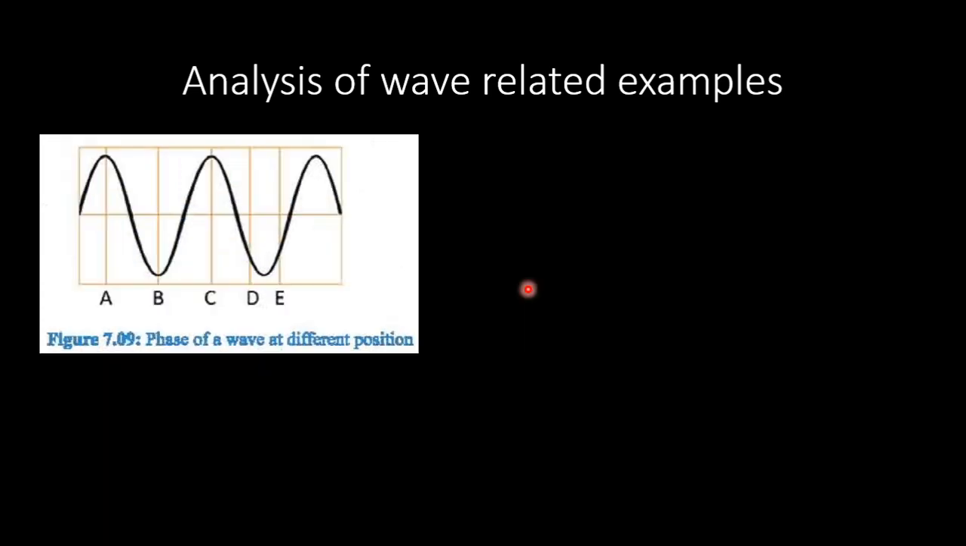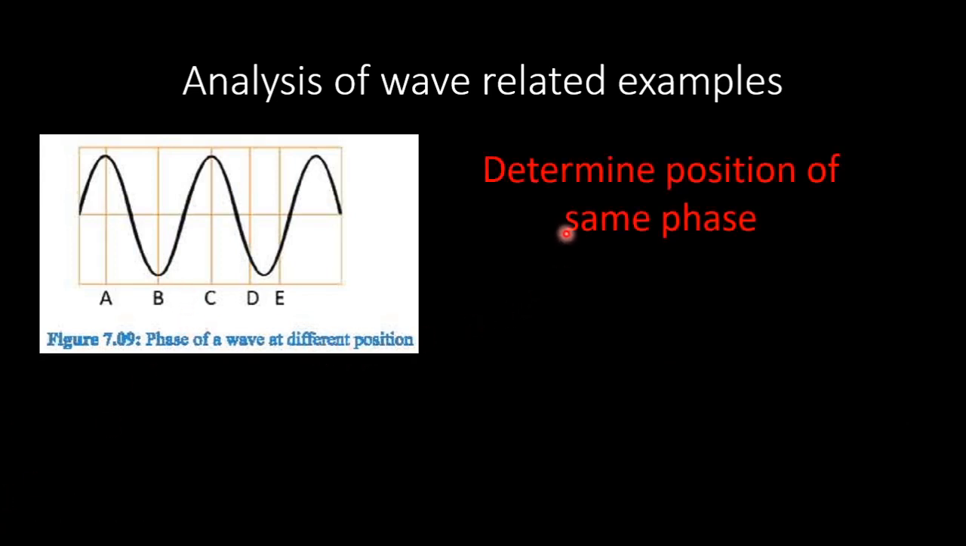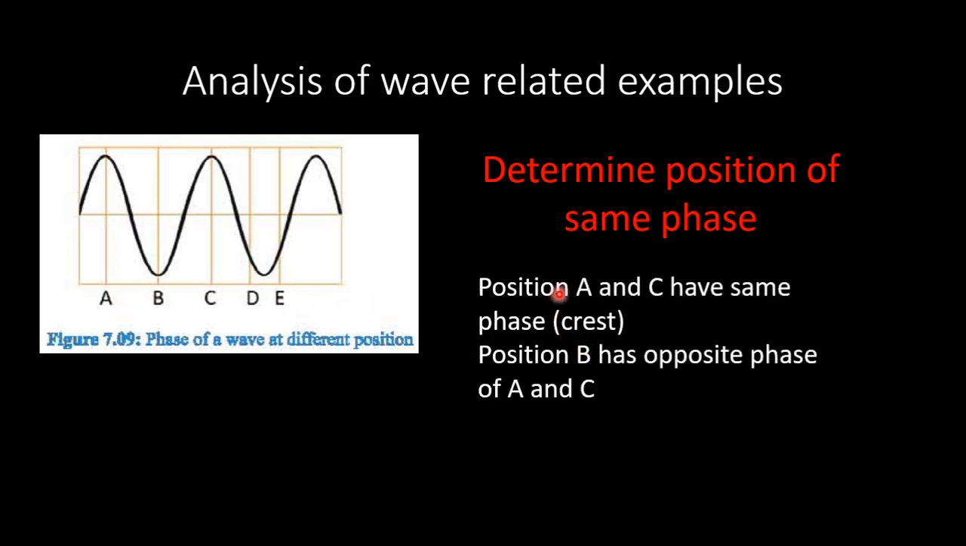In the fourth graph, figure 7.09, the phase of a wave at different positions is shown. We have to determine the positions of the same phase. Here we see there are two crests, locating positions A and C. So A and C have the same phase, the phase of a crest, but position B has exactly the opposite phase of positions A and C, and we cannot determine the phase in the case of D and E.